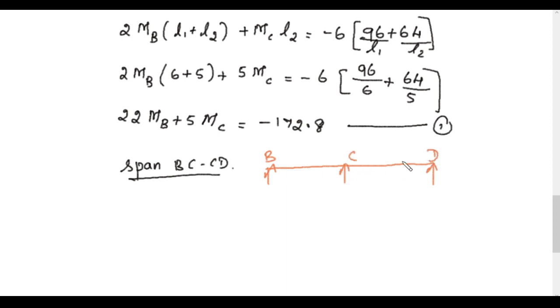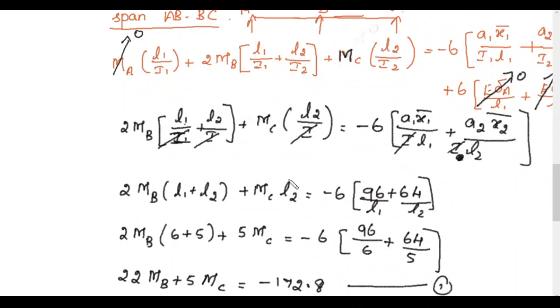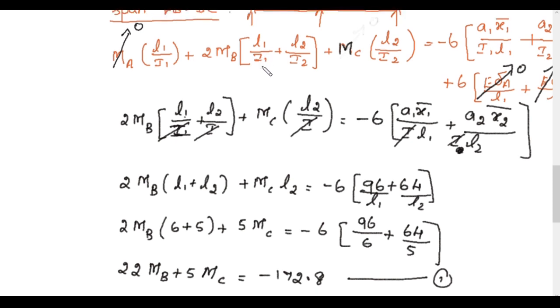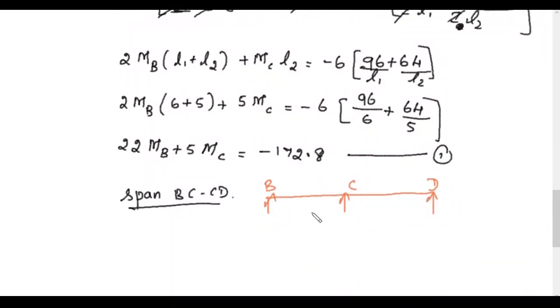So when you are considering the span BCCD, B and D are our extreme supports. So we will write the same formula. For the span BC, we will take it as L2. For the span CD, we will take it as L3.